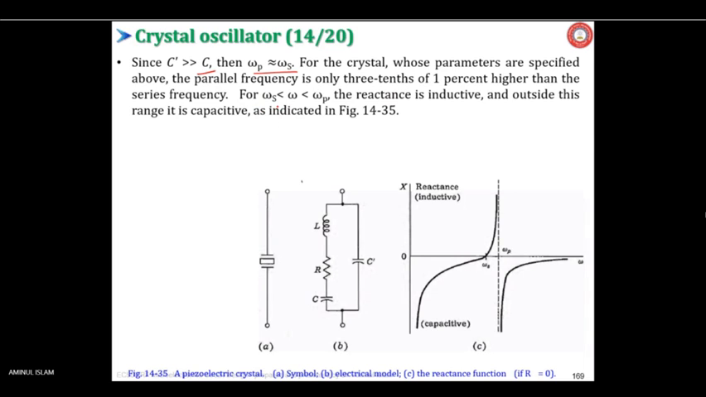For omega S less than omega P, the reactance is inductive as shown here, and outside this range it is capacitive, as illustrated in this figure.